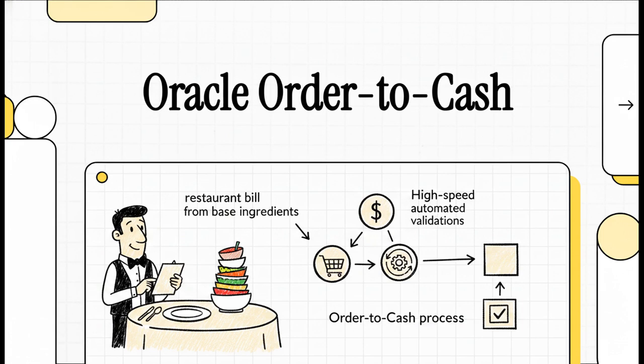Now, if you're in the trenches with this stuff, you've probably wondered exactly what happens under the hood when a highly complex business order gets placed. Well, Oracle's order to cash process gives us a literal blueprint. We're going to break down exactly how a modern system orchestrates everything. We're talking from capturing that initial customer request all the way to running those high-speed, automated background validations. It is quite the ride.